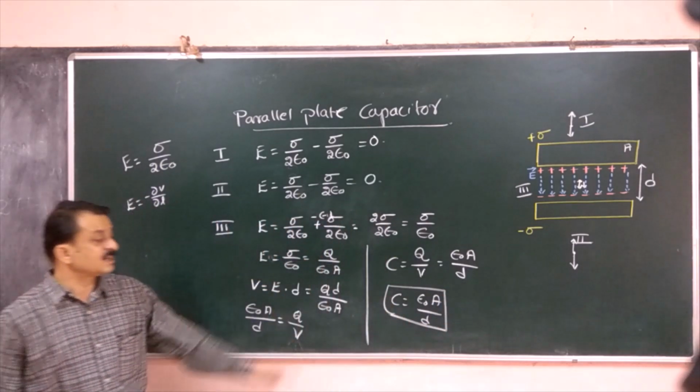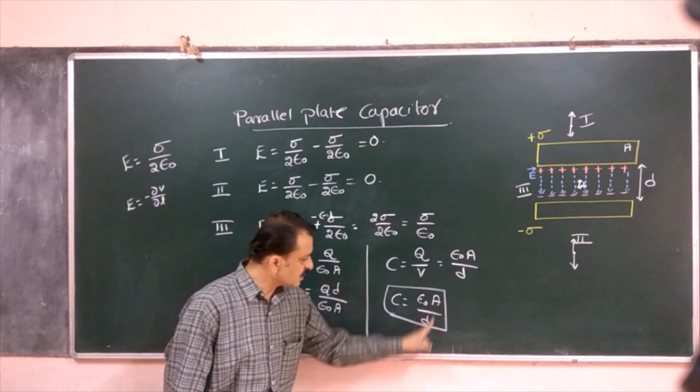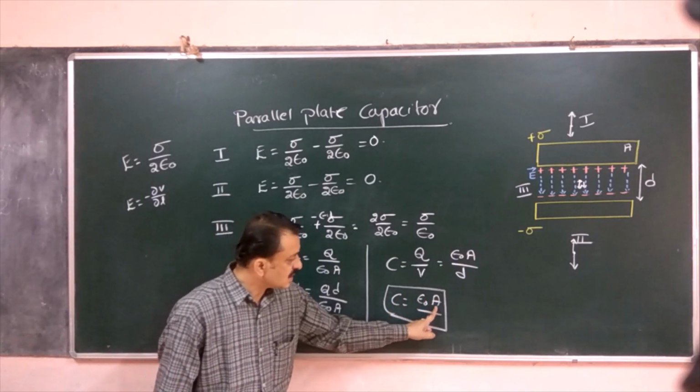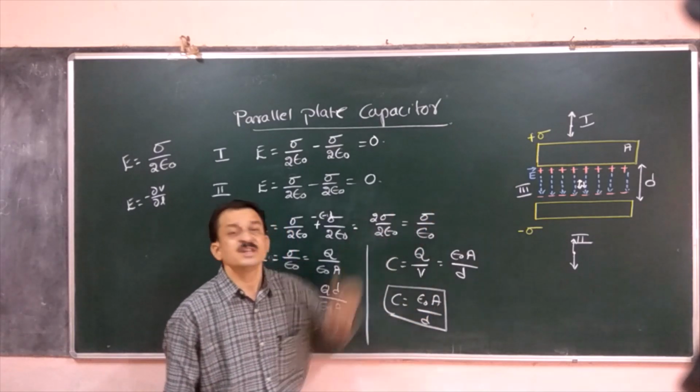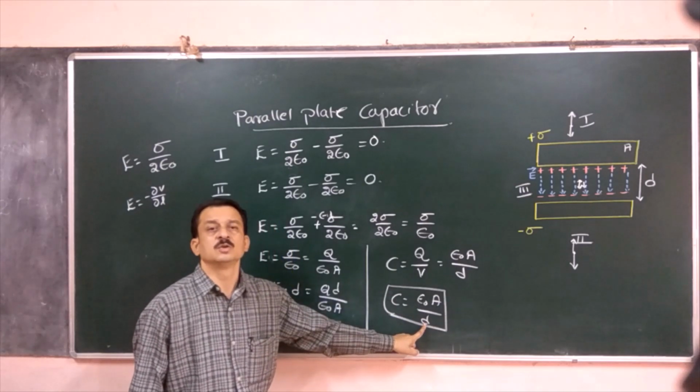Now, carefully look at the expression for the capacitance. It only depends on three quantities. Epsilon naught is obviously a constant. It depends on the area of cross section of each plate A and is inversely proportional to the distance of separation.